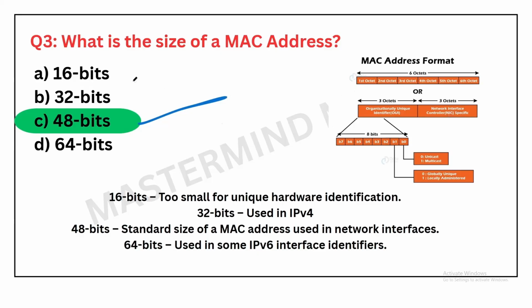16 bits used for TCP or UDP port numbers 0 to 65,535. And the host portion is class B IPv4 subnets. 32 bits, the length of an IPv4 address, that is Internet Protocol version 4. 48 bits, the size of device MAC address. MAC means the media access control, a hardware address. 64 bits used for the interface ID, that is host portion of a 128 bit is for IPv6 addresses.